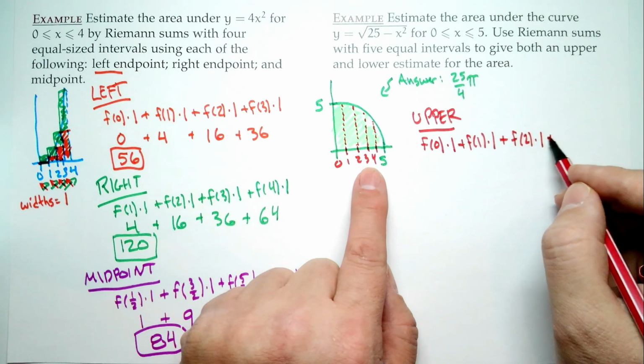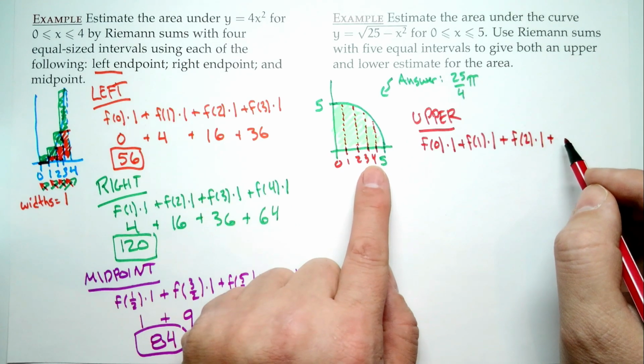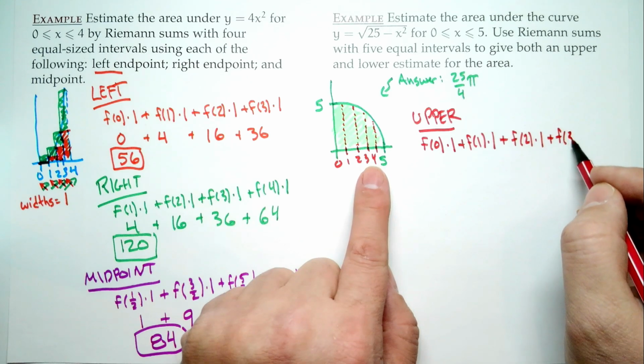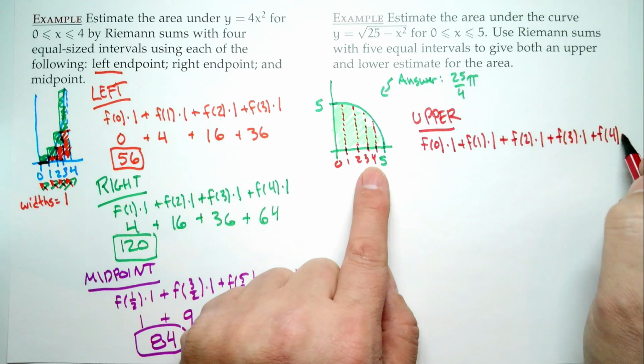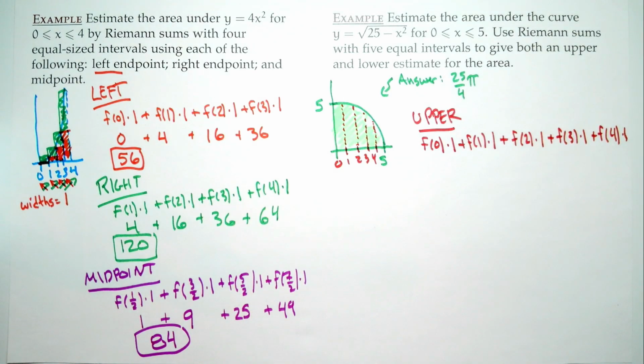Now, you're probably thinking, this doesn't seem that different from what we were doing just a moment ago. And the reason it feels that way is because our function is very well behaved. So this function, square root of 25 minus x squared, it's decreasing. So as we go from left to right, it's going down. Which means if I want an upper bound, I want to pick the left endpoints.